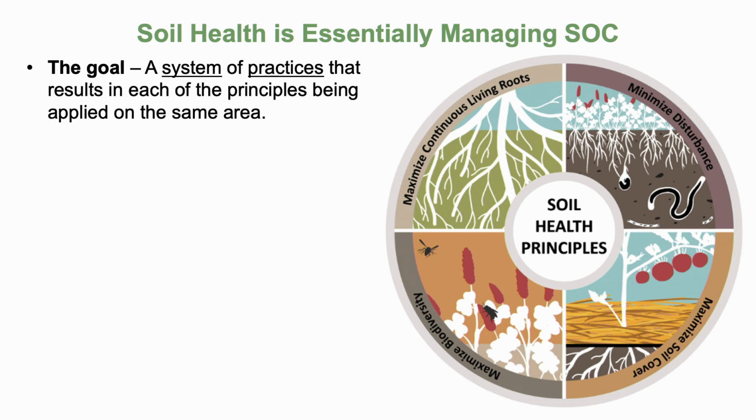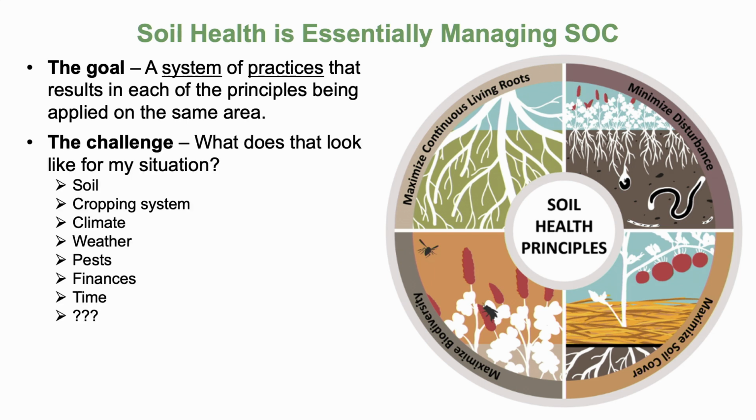Is that it's a system. So it's not desirable to just pull one of these quadrants out of this circle and say, I'm going to do that. But what we want to achieve the greatest benefit, we need to incorporate all 4 of these things on the same piece of ground. So minimizing disturbance, maximizing cover, maximizing diversity, and maximizing living roots.